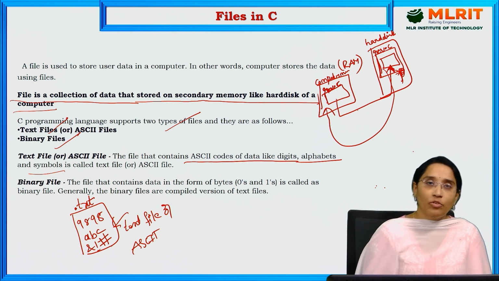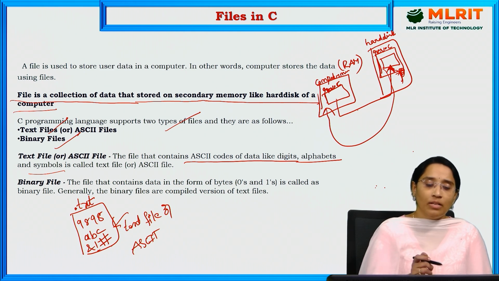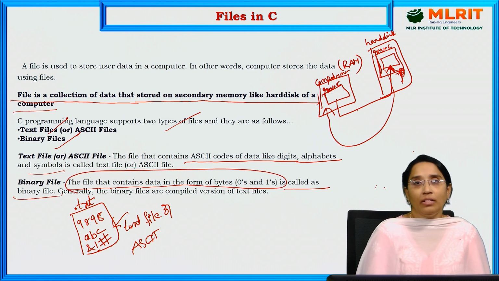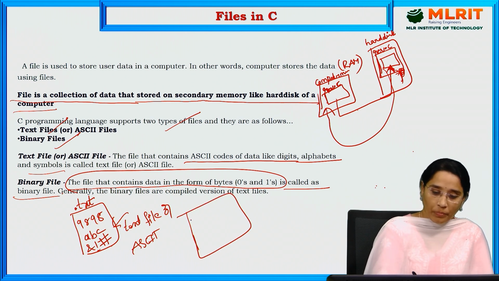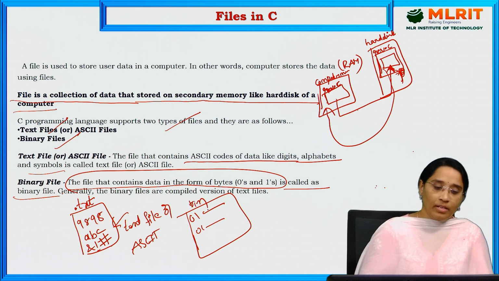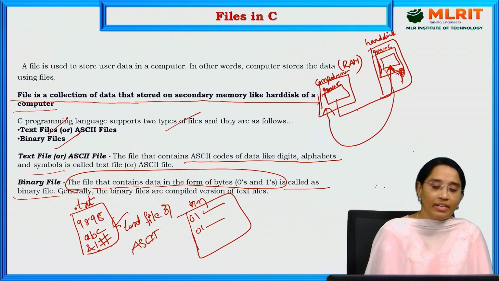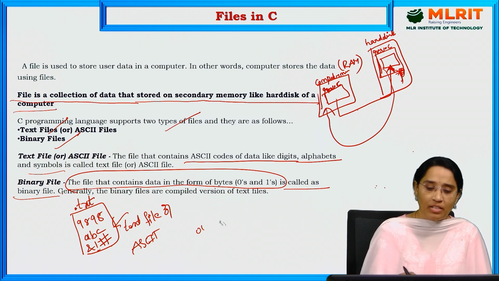Next, what is meant by a binary file? Binary is nothing but zeros and ones, which contains two numbers, zeros and ones. A file that contains data in the form of bytes, zeros and ones is called a binary file. The binary files are the compiled versions of the text file. If this file gets compiled, it will be converted into a .bin file. So this is the compiled version of the text file.